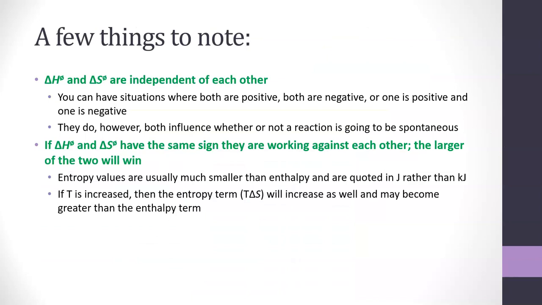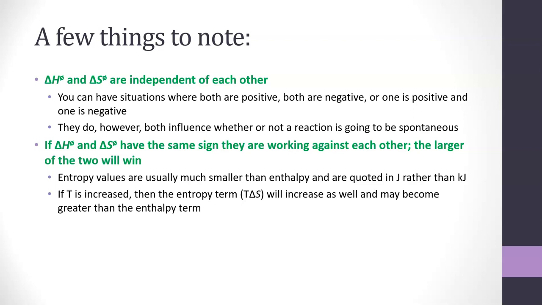Okay, last couple of things. Delta H and delta S are independent of each other. Okay, so they're not linked. Delta S can be influenced by temperature, but enthalpy and entropy are independent of each other. You can have situations where both will be positive and both will be negative, or one is positive and one is negative. The direction of one does not influence the size or direction of the other.